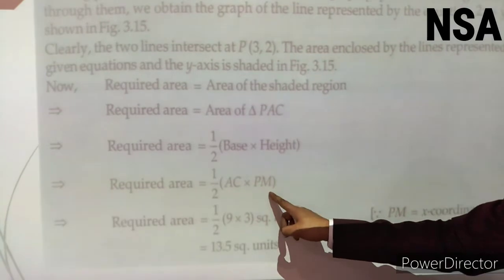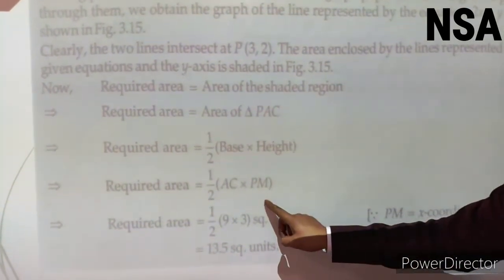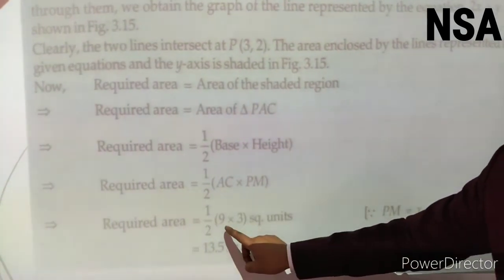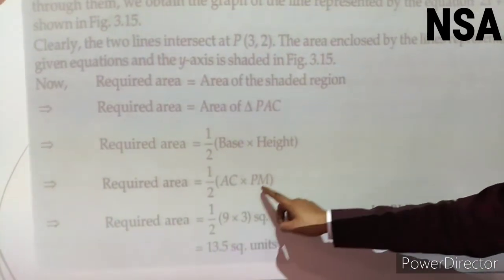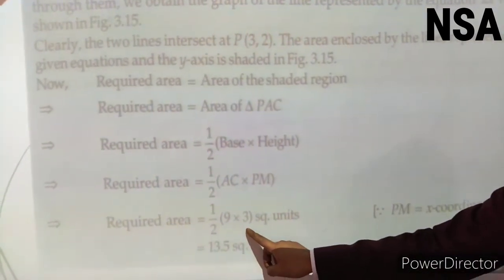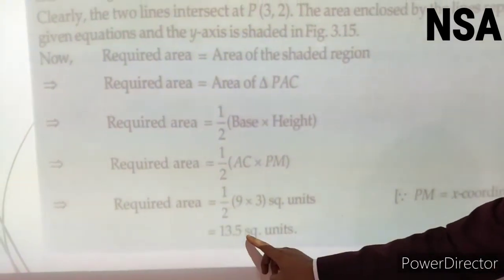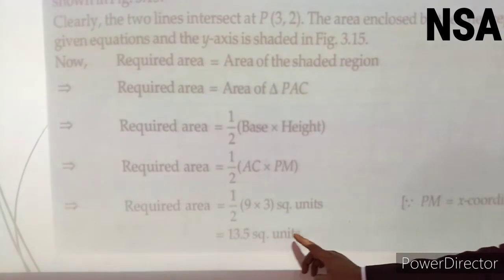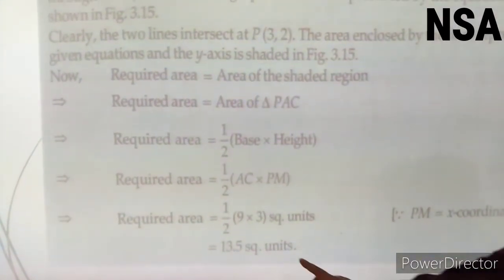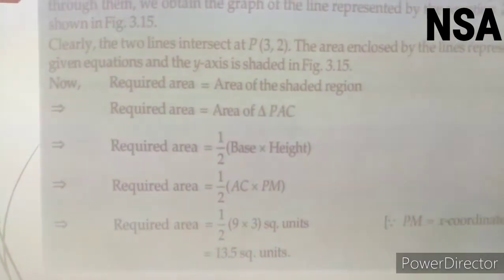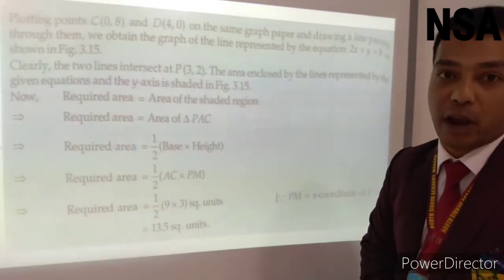The base will act like your x-axis and the point which is opposite to the x-axis will act like your height. Here the base is taken as 9 centimeter, or 9 units we can say, and the height is taken as 3. Once you have done the calculation, the area comes as 13.5, and we write square in the beginning followed by the units. Units can be either centimeter or meter. So this is the area of the triangle.